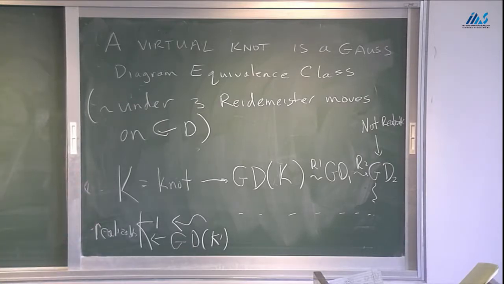If you can look at these diagrams, which are purely combinatorial objects, just understand, so every equivalence class contains at most or exactly one? At most one knot. There are classes which are completely virtual. Yeah, I believe that's true.